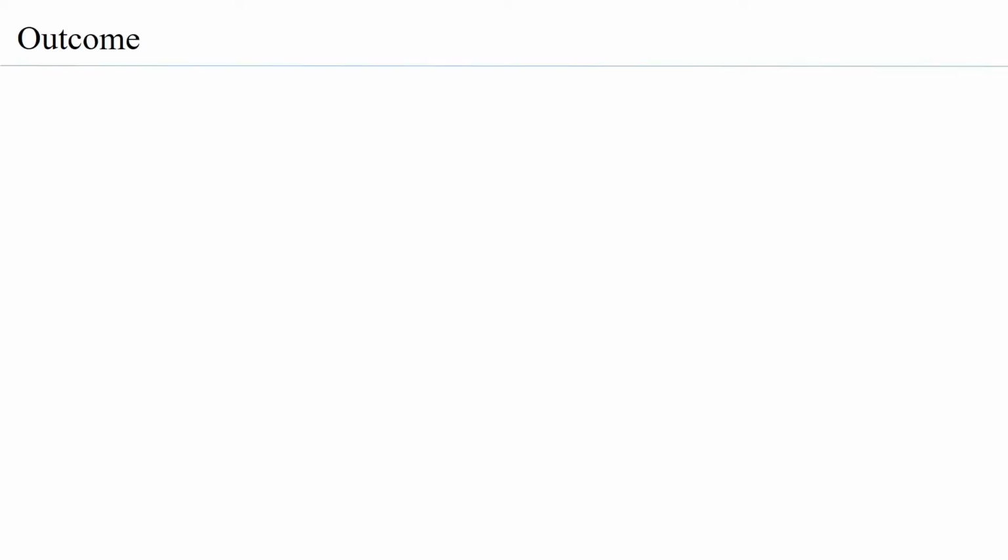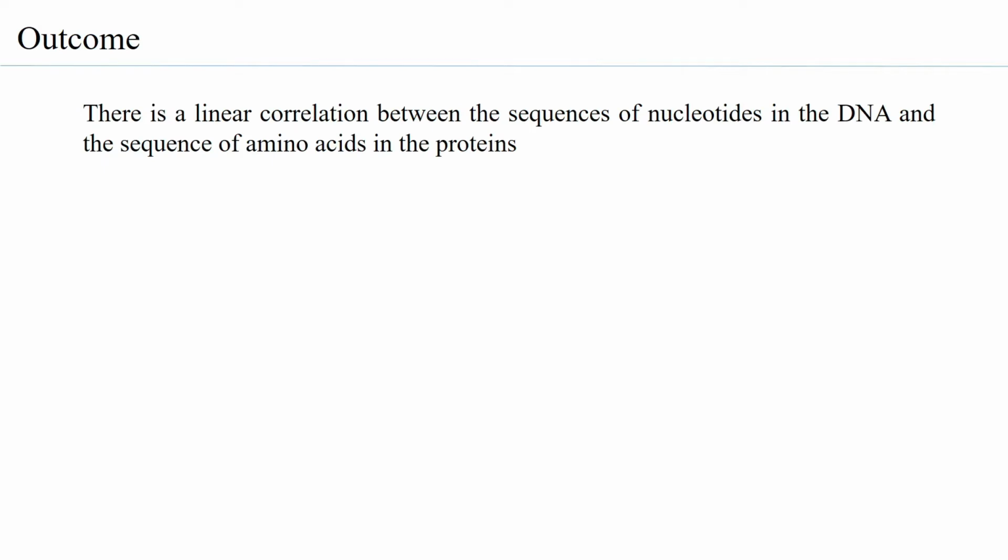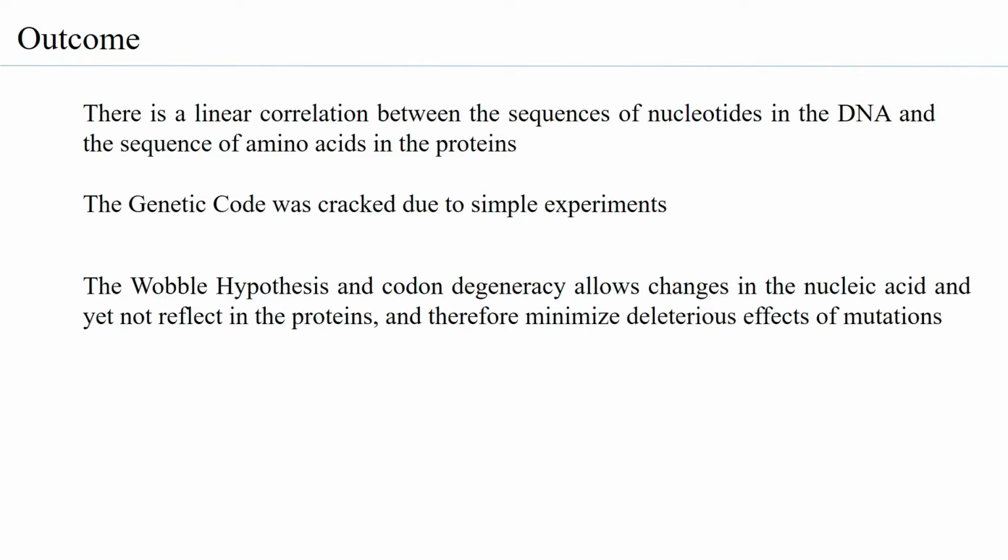Let us therefore look at the learning outcomes of this session. There is a linear correlation between the sequences of nucleotides in the DNA and the sequence of amino acids in the proteins. The genetic code, again, was cracked due to very simple experiments. The Wobble hypothesis and the codon degeneracy are two very important phenomena of the genetic code that allow changes in the nucleic acids that may not be reflected in the proteins, and thereby there is a minimization of the deleterious effects of mutations.